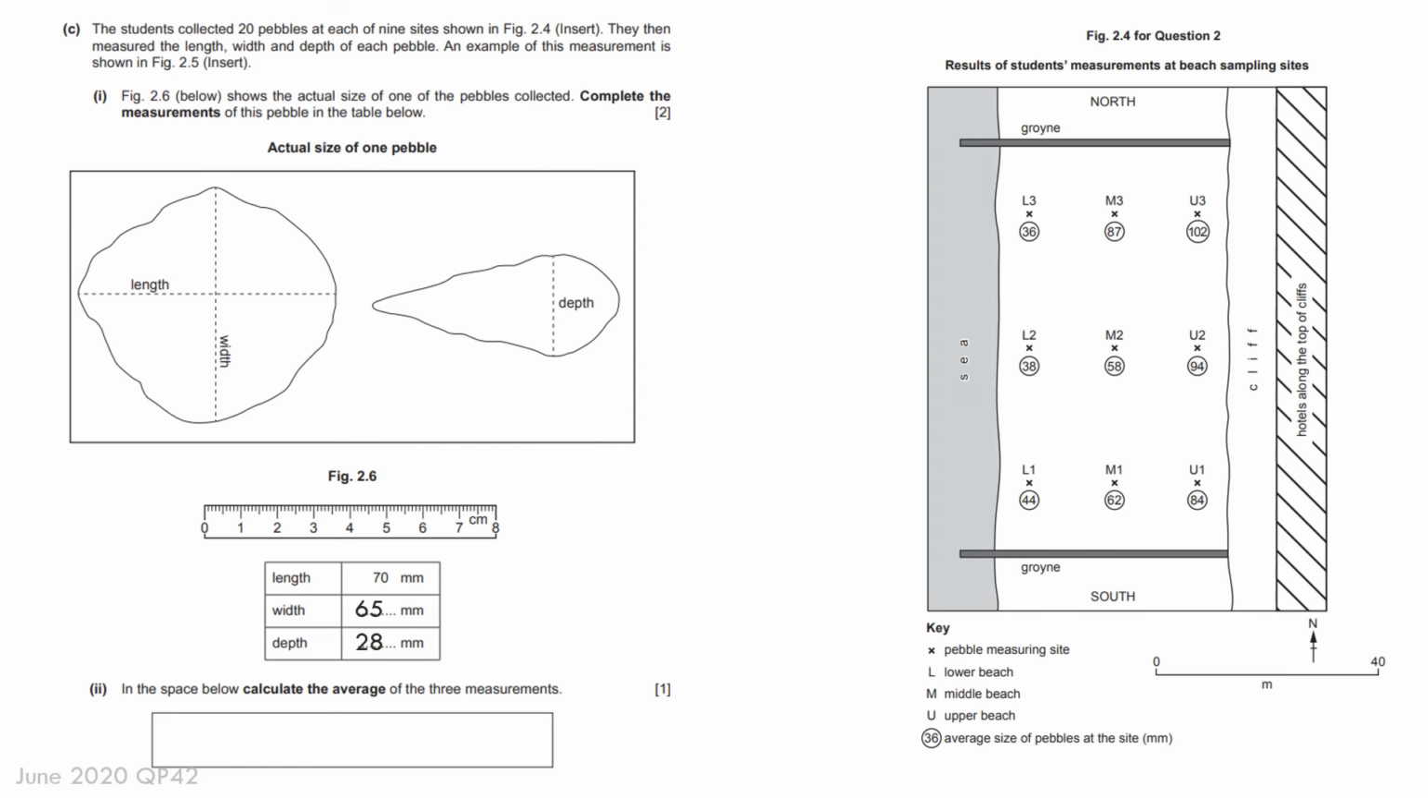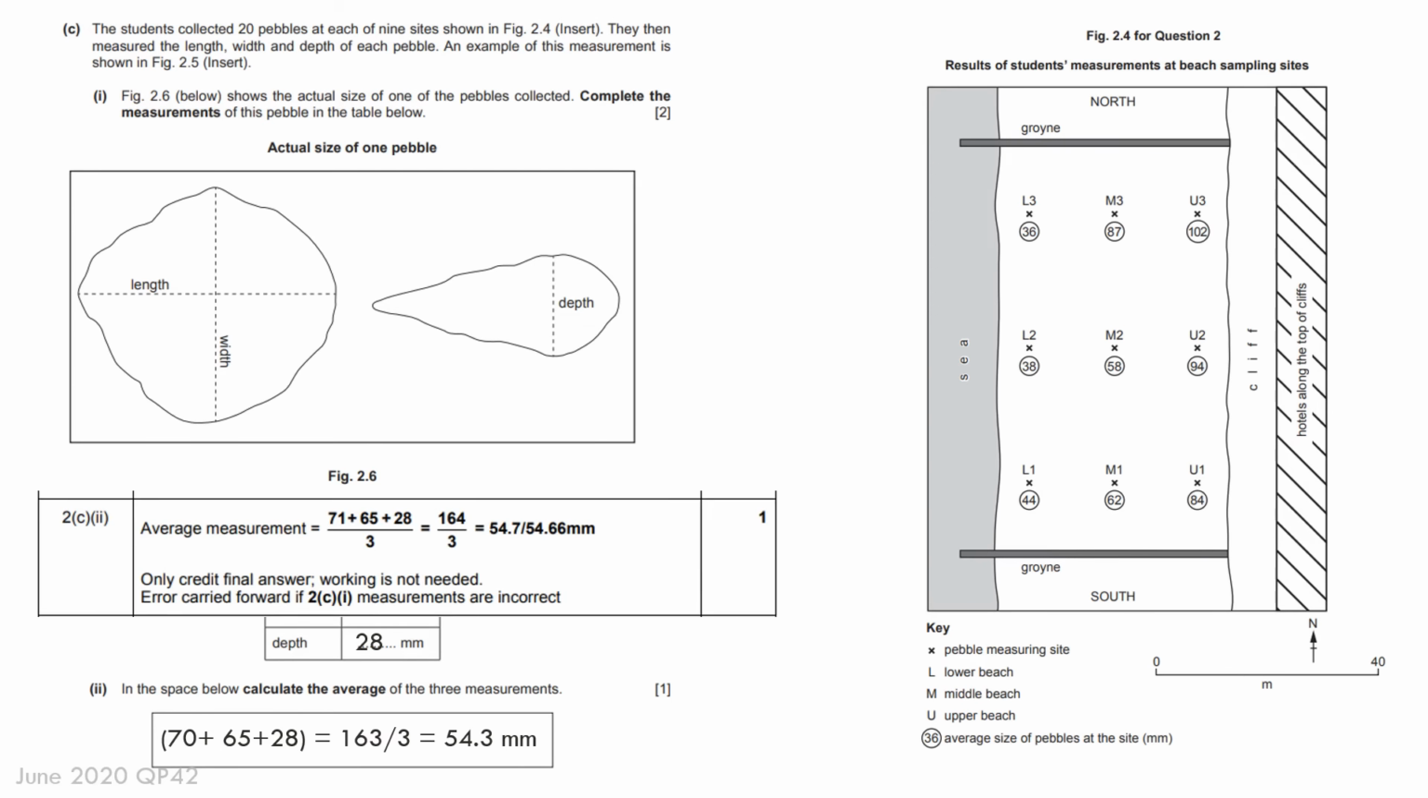Now, I think there's a mistake with this mark scheme, because if you calculate the average of the three measurements, add them together, divide by 3, it gives me 54.3 millimeters. The reason I think there's a mistake is that on the mark scheme they write it down as 71 plus 65 plus 28, whereas we got it slightly differently. So I think my answer is correct, and there's a slight error with the mark scheme.